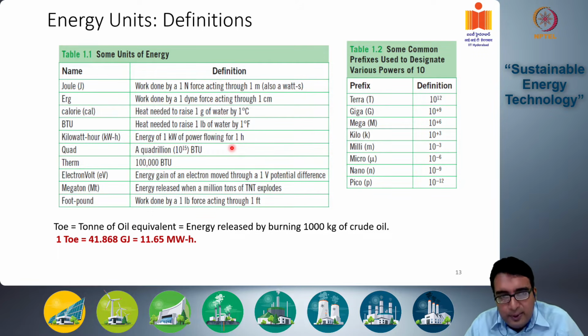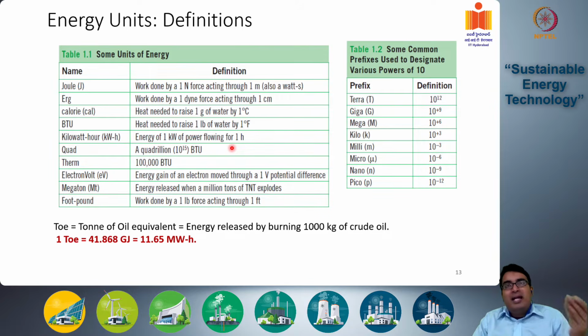Basically, that's it. Similarly, 1 megawatt hour will be 10 to the power 6 watts into 60 into 60, in terms of joules. So kilowatt hours and megawatt hours are larger units of energy, very commonly used in power plant systems.